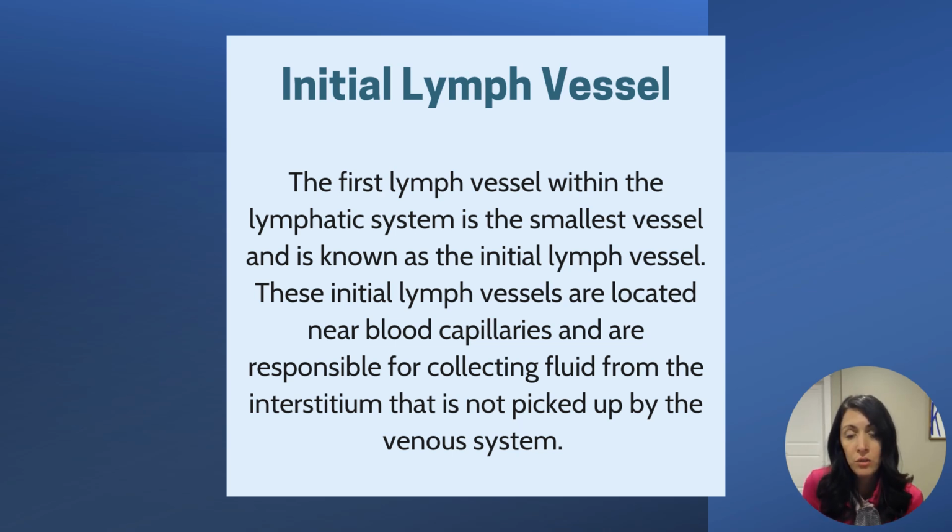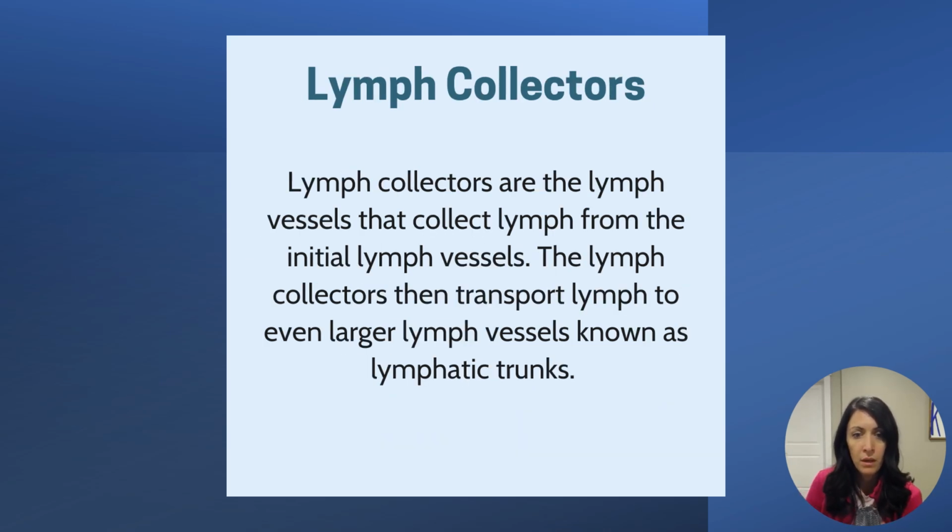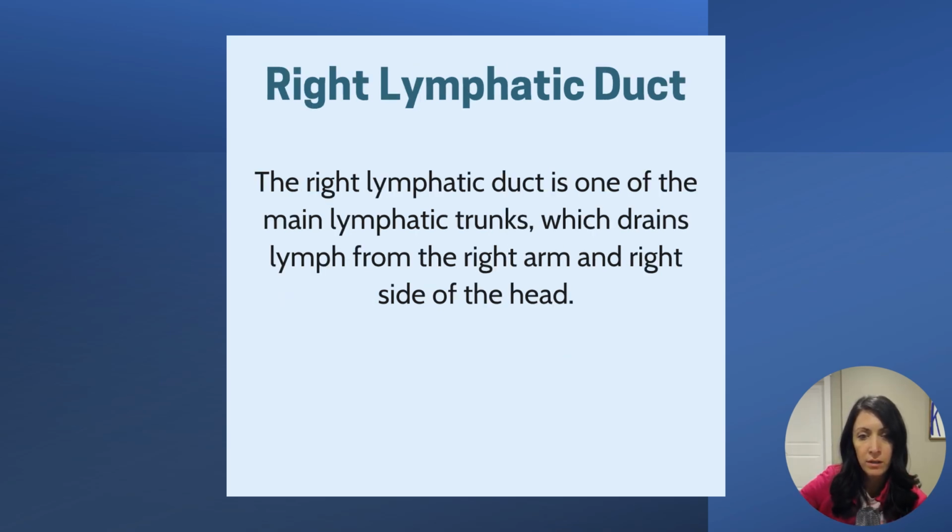The initial lymph vessel, this is the first lymph vessel within the lymphatic system. It is the smallest vessel and is known as the initial lymph vessel. They are located near blood capillaries and are responsible for collecting fluid from the interstitium that is not picked up from the venous system. Lymph collectors are the lymph vessels that collect lymph from the initial lymph vessels, and they transport lymph to even larger lymph vessels known as lymphatic trunks.